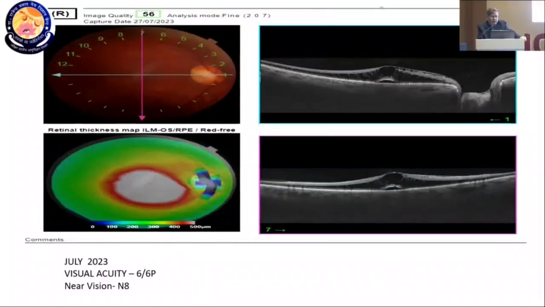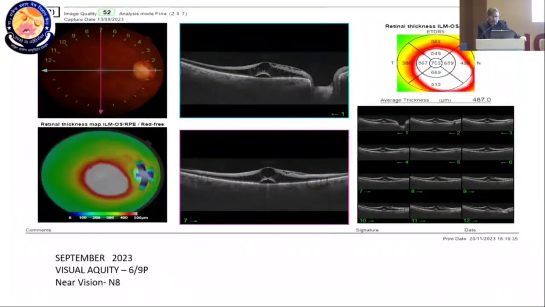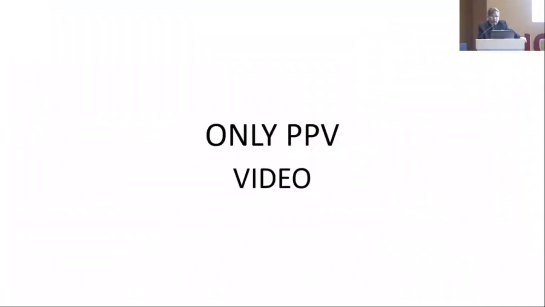Now the neurosensory detachment has increased and the vision has become 6/12. The patient is still not symptomatic, but because we know that if the patient is not operated on, it will progress, the patient was convinced and we did the surgery at this stage, only pars plana vitrectomy, which everybody has seen: PVD induction, and that is all.